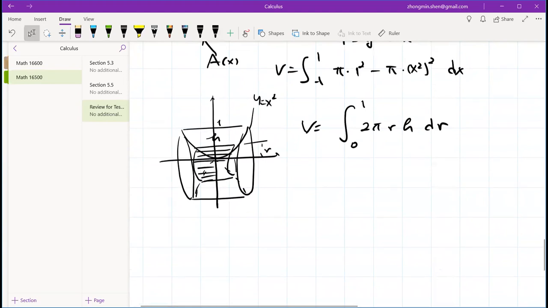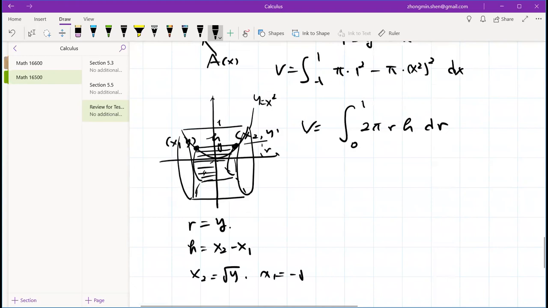Okay, good. So for the fixed r, I think for the fixed y, I get 2 x values again, right? So this is a y value, y. So the radius is going to be y. And look at those 2 points. This point I call x2, y. That point is x1, y, because for the same y, I got 2 values, right? And the h should be x2 minus x1. Okay, because this is a point on the curve, so x2 is going to be square root of y, x1 is negative square root of y. So that's why you get 2 square root of y.